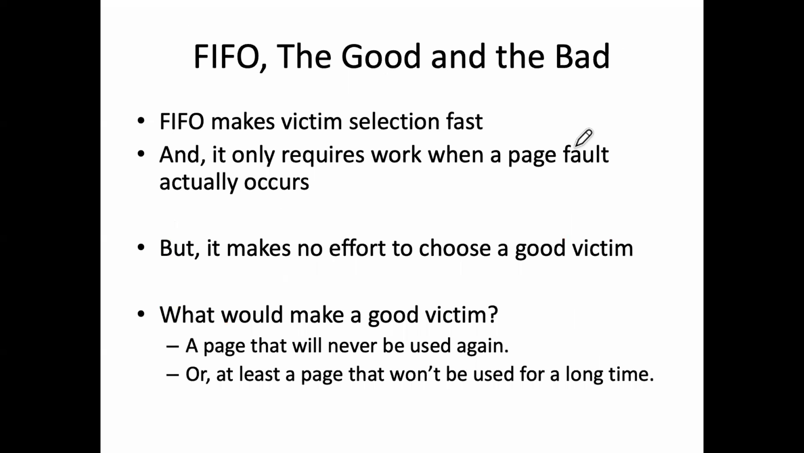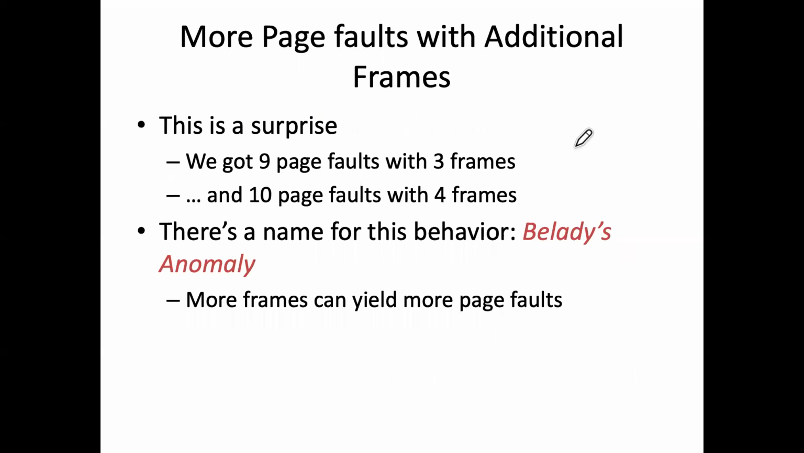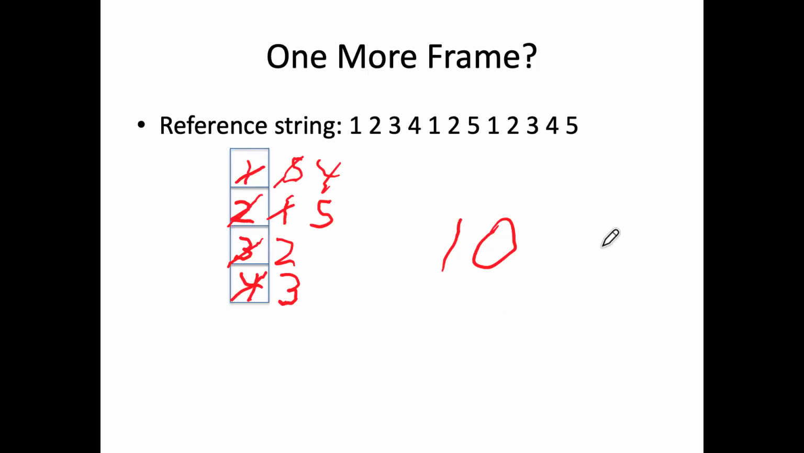FIFO is good and it's bad. The good thing about it, I think its best quality, is it is really cheap to implement, for two reasons. One of them I've already mentioned. If you look back at this last simulation we did, you'll remember every time we had to choose a victim, it was just whatever's in the next frame. So we filled up the frames top to bottom, and then our first victim was whatever was in this top frame. And then our next victim was whatever was in this next frame. And then our next victim was whatever was in this next frame. And then whatever's in this next frame.